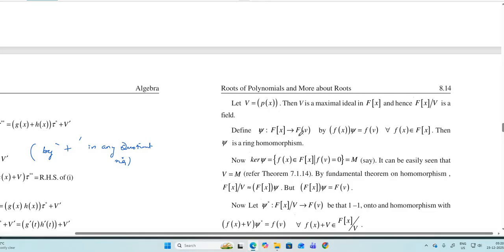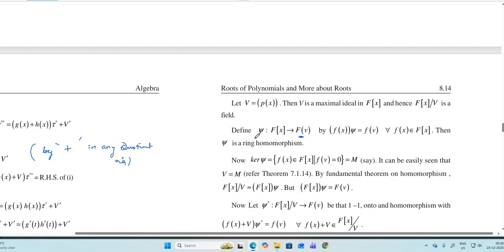Now, see why this has to be brought in: when we want to talk about F(v), we know pretty well that it is a field. So the concept of field somehow is to be brought in. That is why all these steps are written.